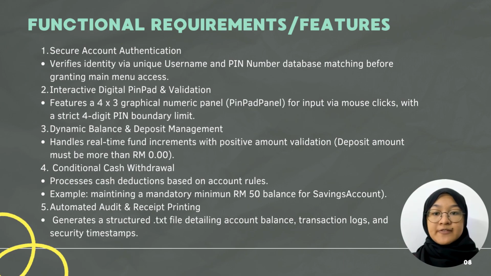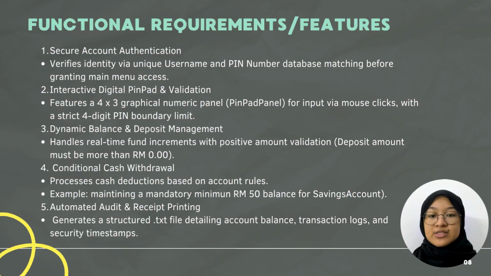Now, I will briefly explain the 5 core features of our National Bank ATM application. First is secure authentication. It verifies the identity via unique username and PIN database matching before granting main menu access. Second is interactive PIN pad and validation, which engineers a 4x3 graphical numeric panel for mouse click input. It strictly enforces a 4-digit PIN boundary limit to enhance security.